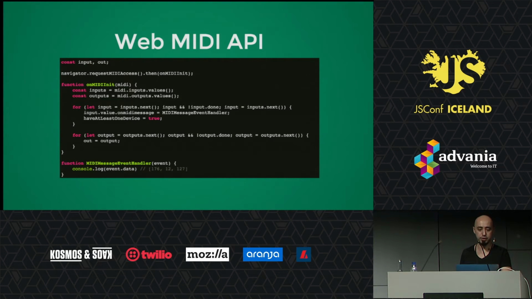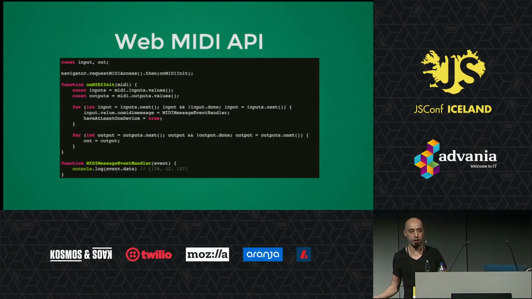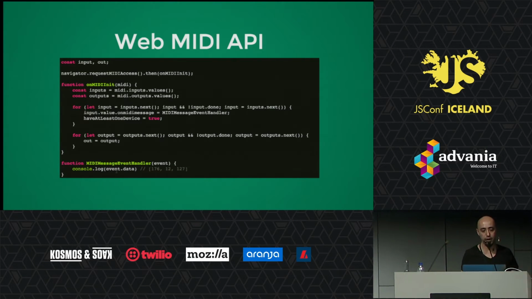So what you do is you traverse over the inputs and attach an event handler called MIDI message event handler or whatever. So basically, there you get an event every time something changes in the MIDI device. Like when you press a button or when you turn a knob or anything, you get an event that is not that significant except for the data, which is an array of 3 values, or sometimes even 2 values.